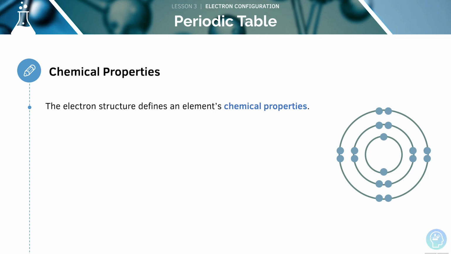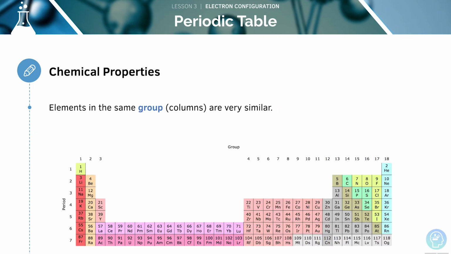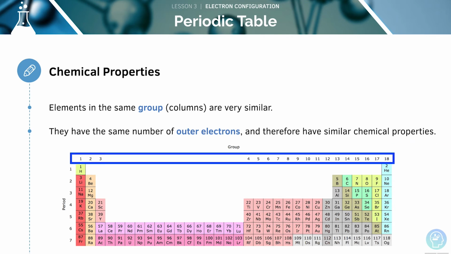The electron structure will define an element's chemical properties. Therefore, the structure is responsible for how an element behaves chemically. As we've seen before, forming ions will involve the transfer of electrons. Elements in the same group are very similar. They will have the same number of outer electrons, and therefore they will have extremely similar chemical properties.